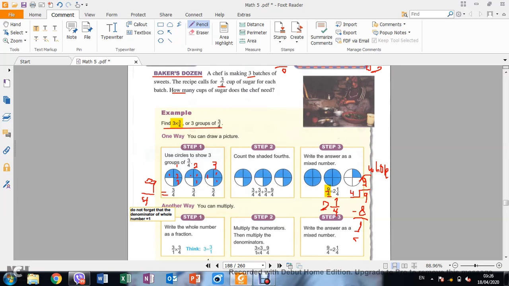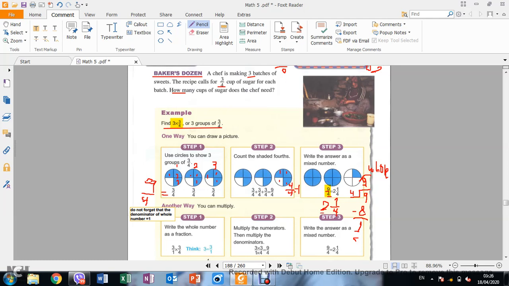Okay, now if I show them by models, look, after we draw this model, 4 with 4. If all the parts are shaded, look, for example, this one: 1, 2, 3, 3/4. But when we color this one, it is 4/4. 4/4 is equal to 1.